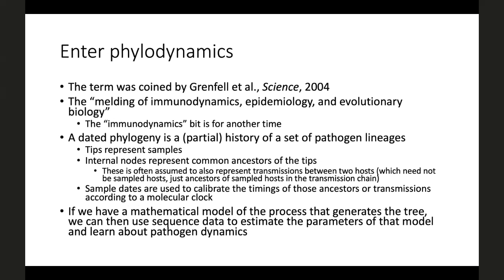The sample dates you have from your data, you then use to calibrate the timings of those ancestors or equivalent transmissions according to a molecular clock. And then you've got this timed phylogeny, which is a history of an epidemic or of an endemic disease. And if you then find a mathematical model of the process that generates that tree, you can use sequence data to estimate the parameters of that model and then learn about pathogen dynamics.